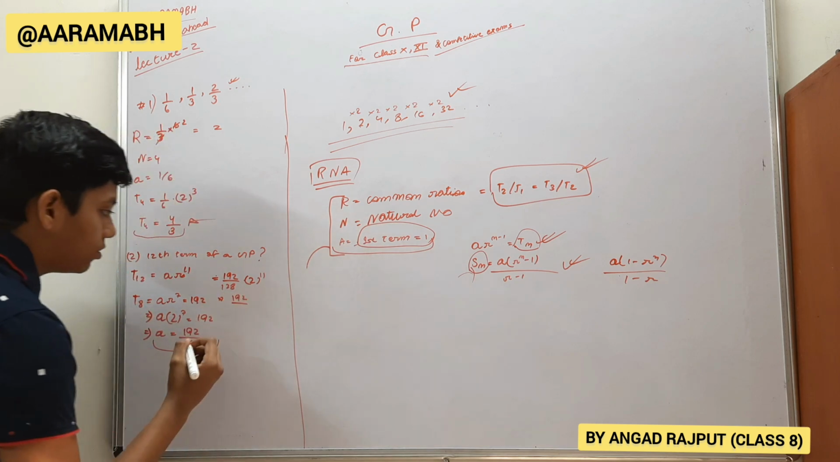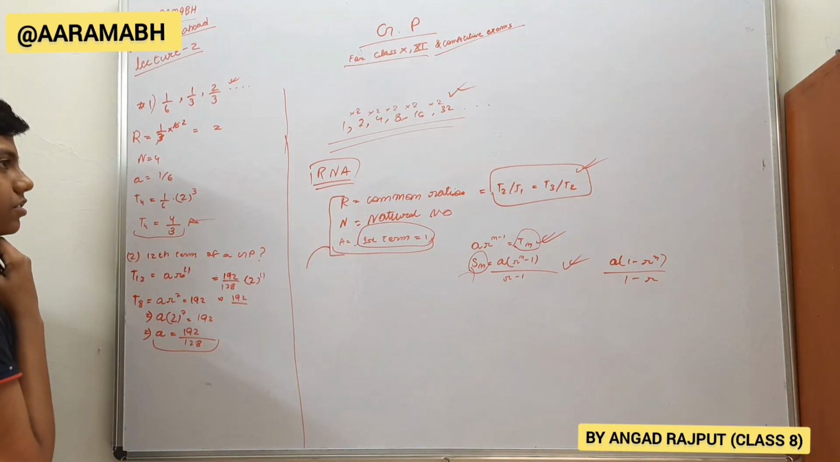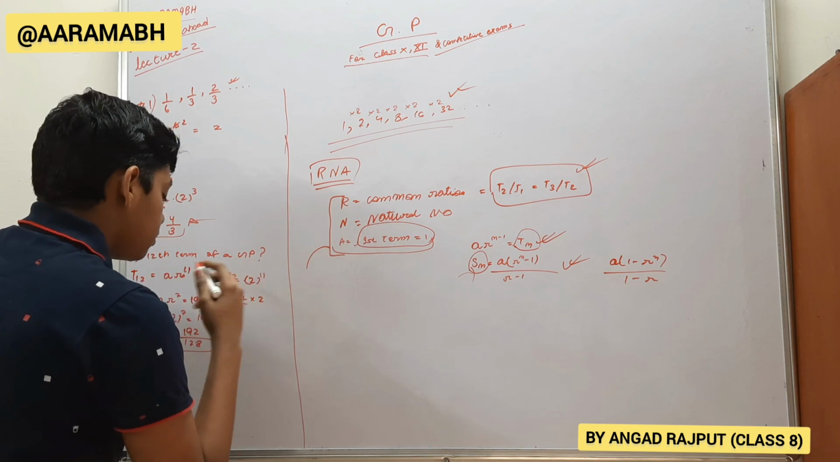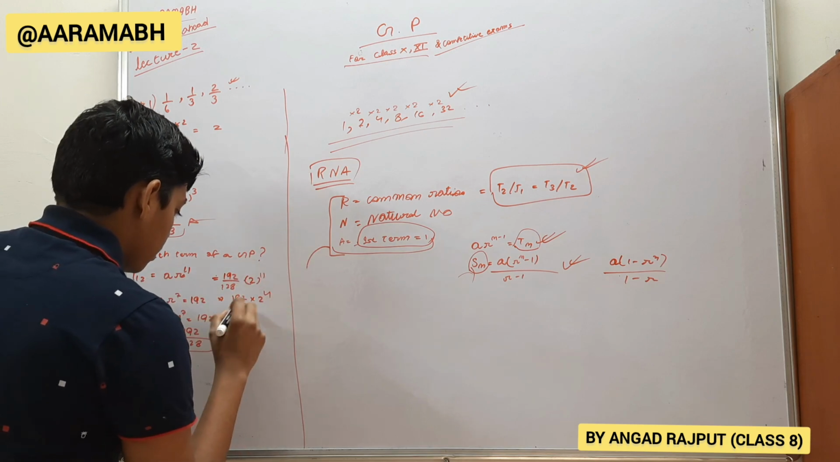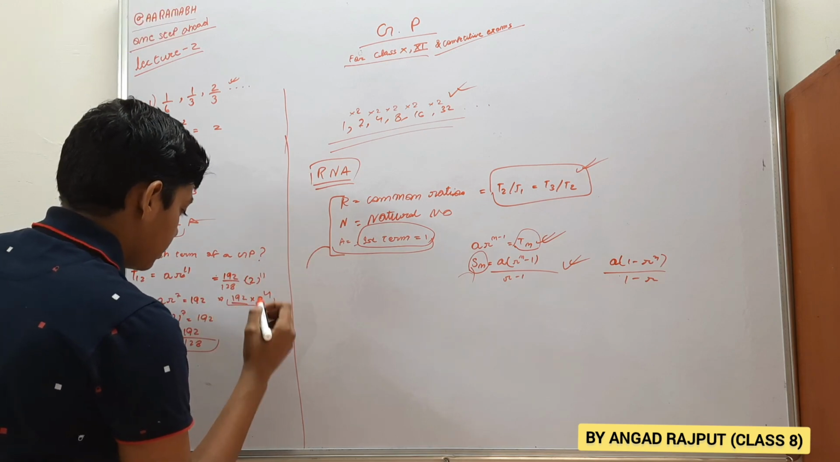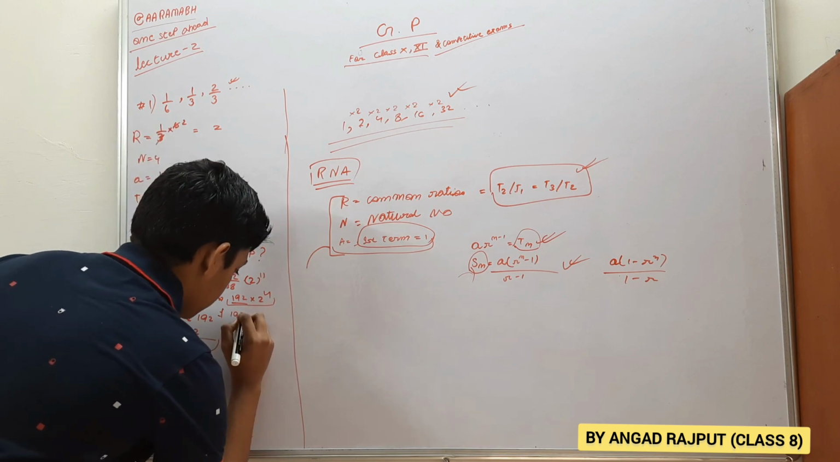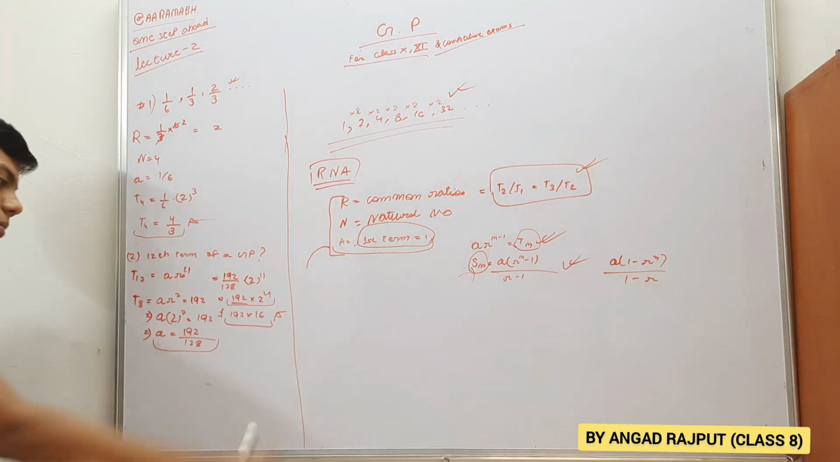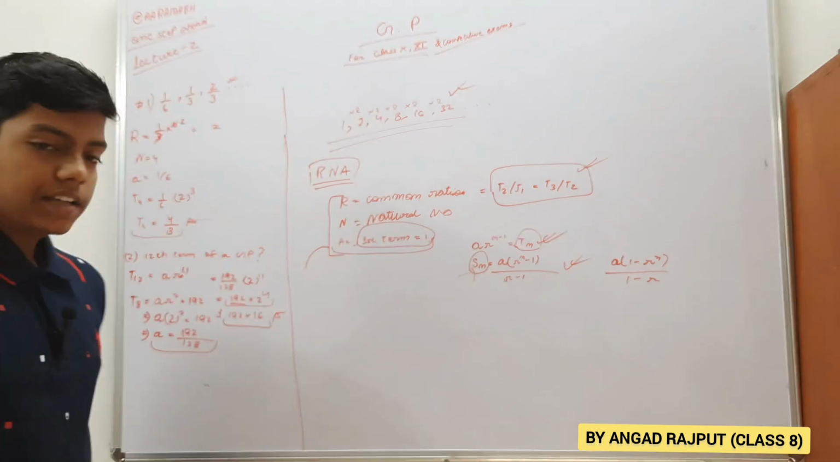As 128 is 2 to the power 7, it will get cancelled. So it will be 192 into 2 to the power 11, so it will be 2 to the power 4. So 192 into 2 to the power 4 is the answer. You can now multiply it by yourself and get the answer.